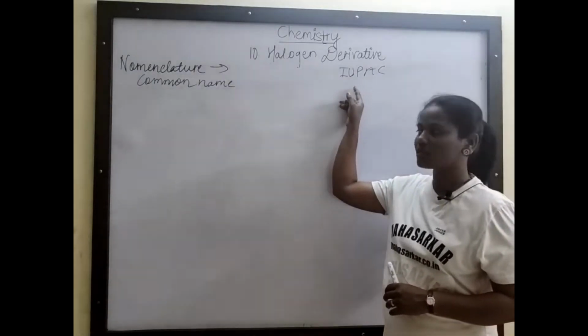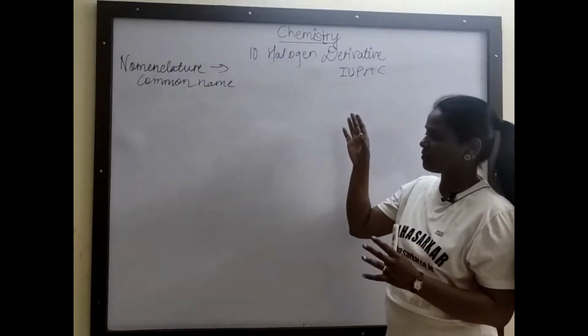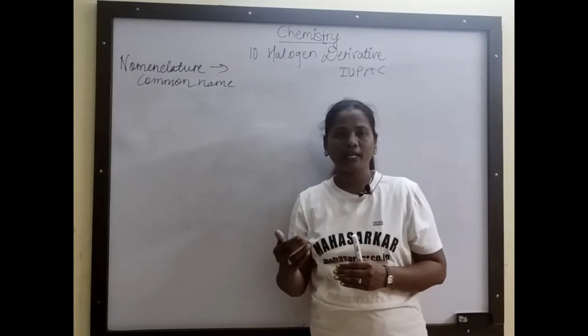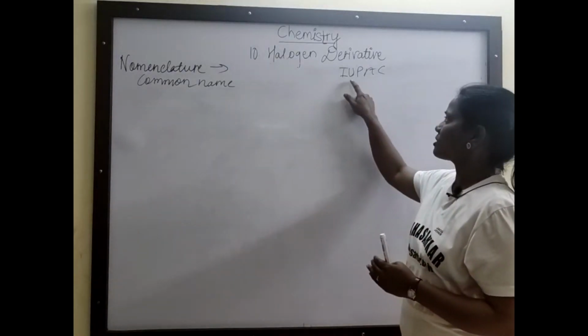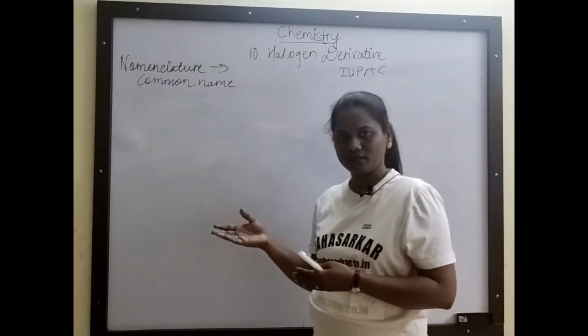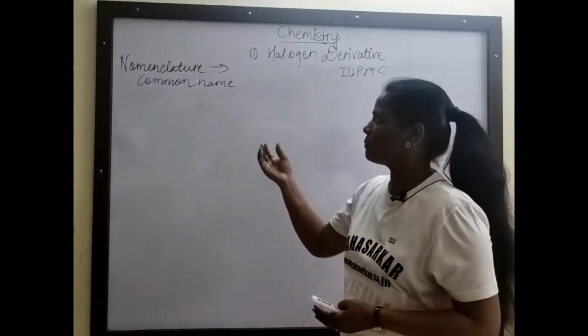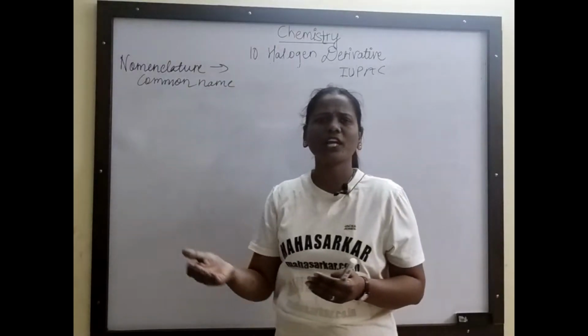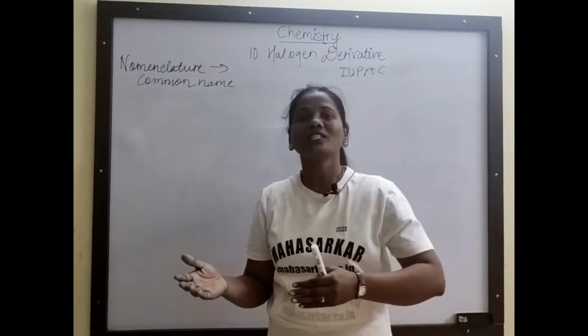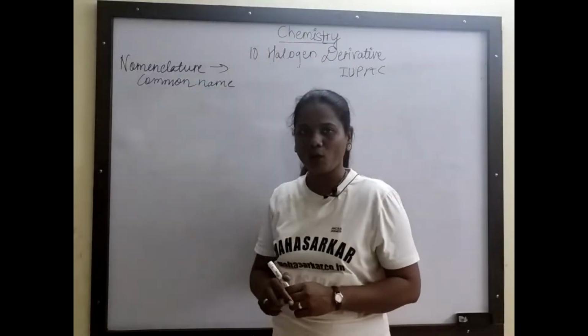Now the IUPAC name system: it is an institute which has given some rules, and according to those we have to give the names to the organic compounds. It stands for International Union of Pure and Applied Chemistry. That is already done in 10th. And the common name system is obtained from the trivial names.